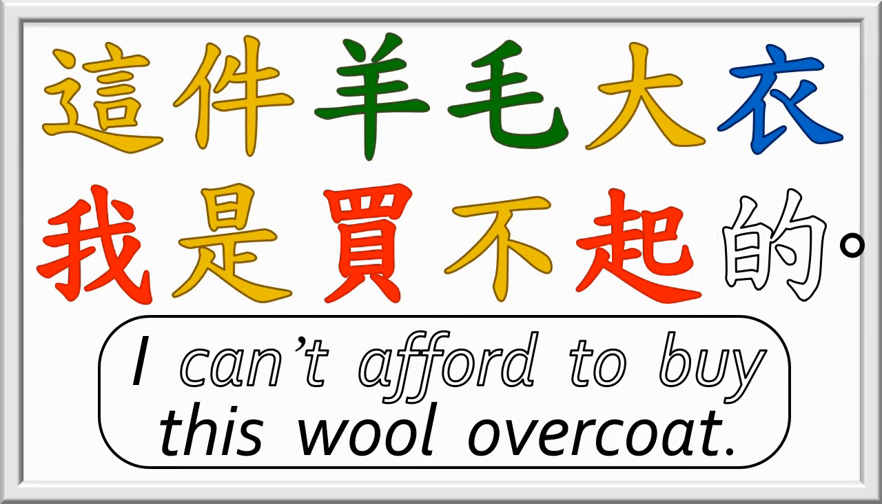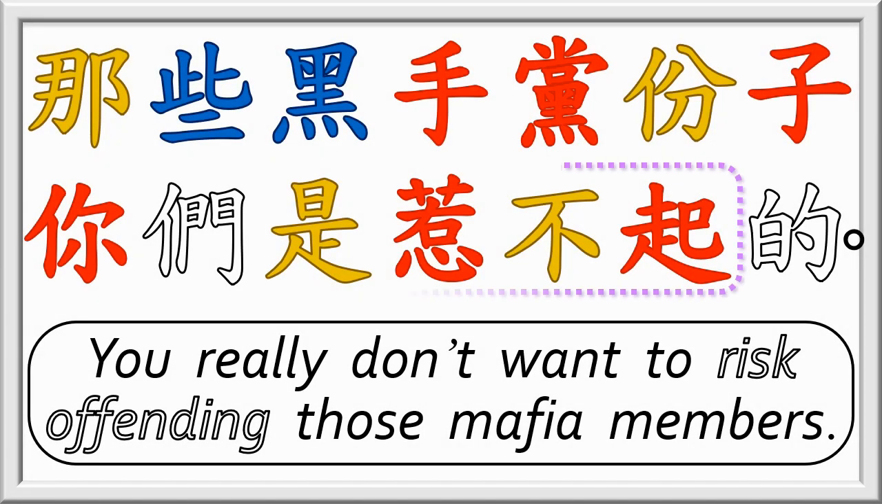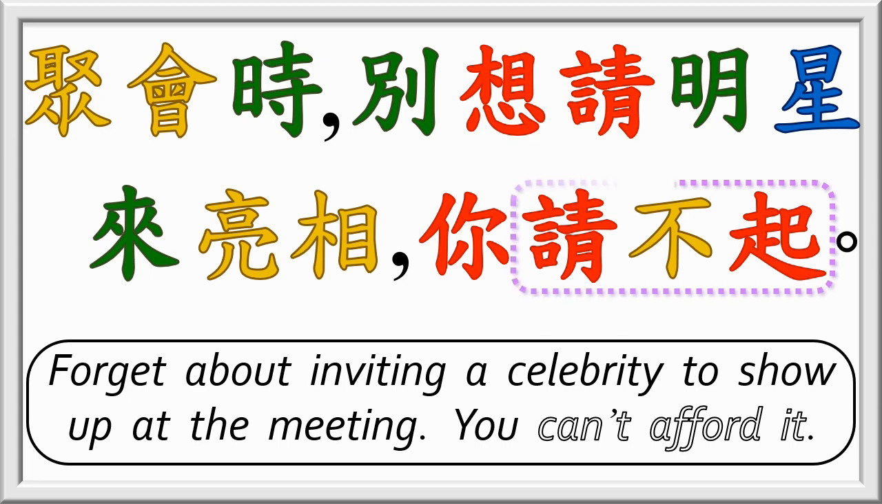这件羊毛大衣我是买不起的。 I can't afford to buy this wool overcoat. 那些黑手党分子你们是惹不起的。 You really don't want to risk offending those mafia members. Literally, you cannot afford to offend them and bear the consequences. 聚会时别想请明星来亮相，你请不起。 Forget about inviting a celebrity to show up at the meeting. You can't afford it. In other words, celebrity appearances don't come cheap.